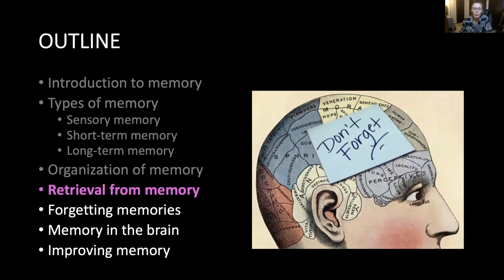Okay, so we know that we tend to organize information into related concepts and schemas, but how do we then go about accessing that information later? Information access is known as retrieval, so we're going to talk about how we retrieve memories next.